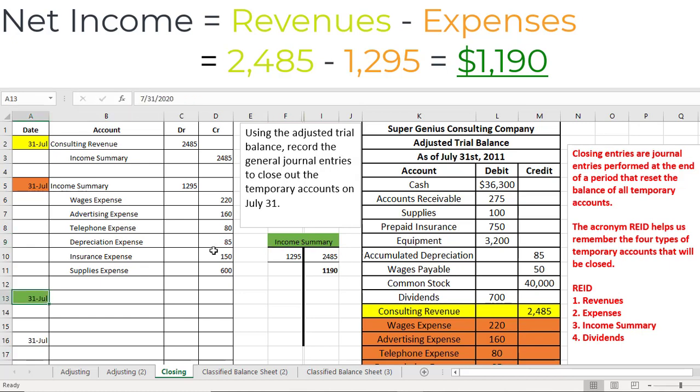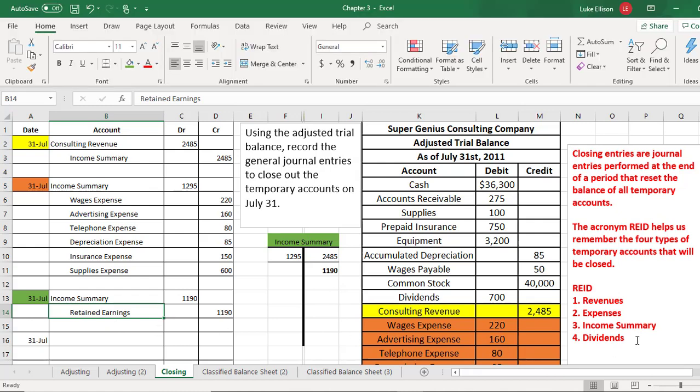So here we can close our income summary. Since we have a credit balance of $1,190, we'll need to debit income summary for that amount. And the corresponding account that goes with that is the retained earnings. And if you were to have a debit balance for income summary, then you just have to switch this journal entry. So we'd have a debit to retained earnings and a credit to income summary to close out the debit balance.